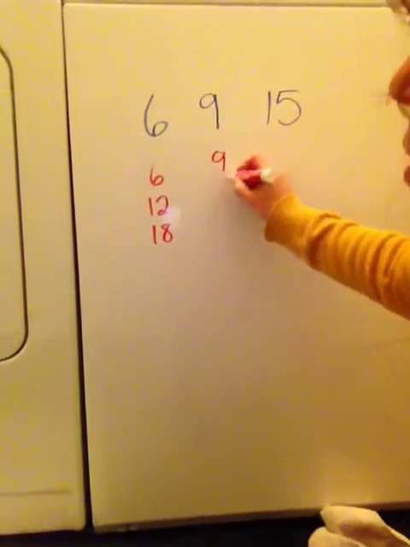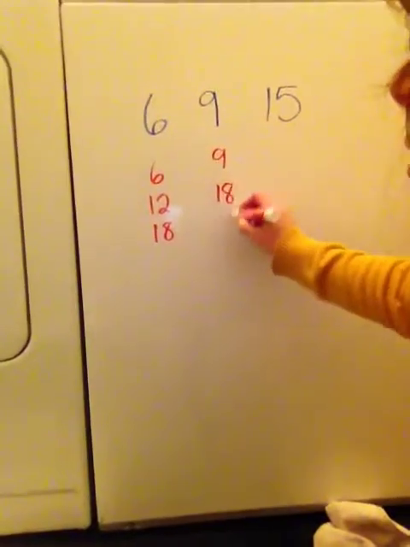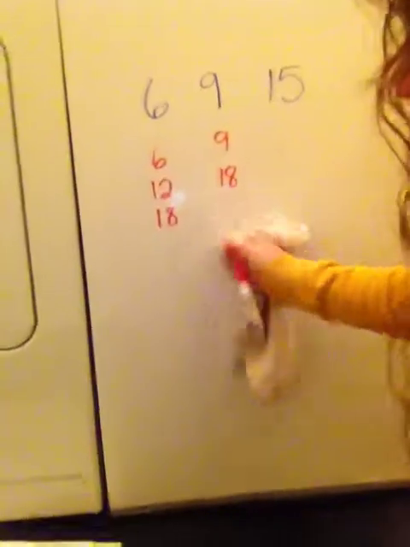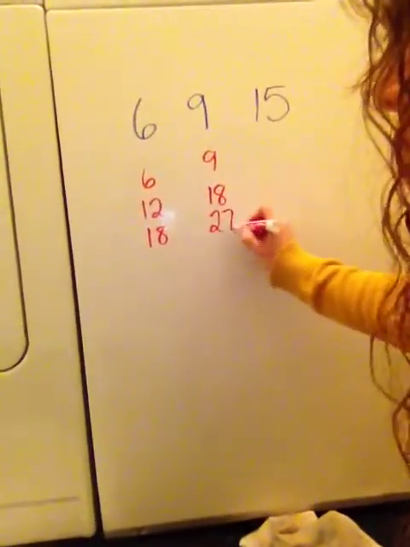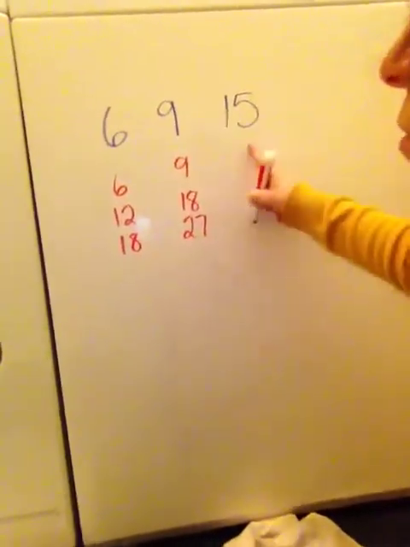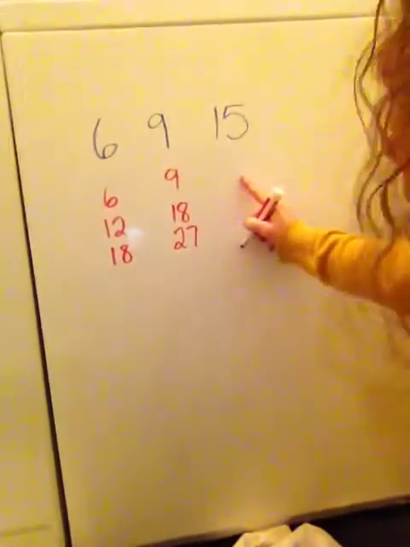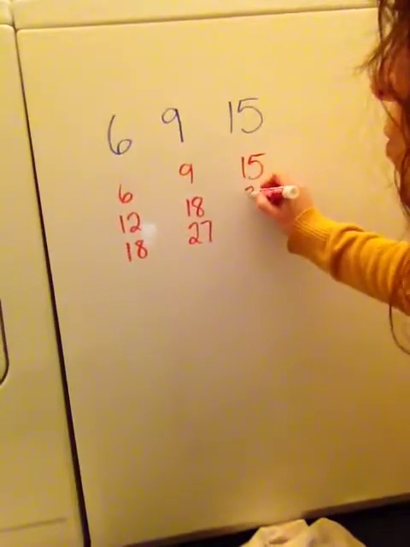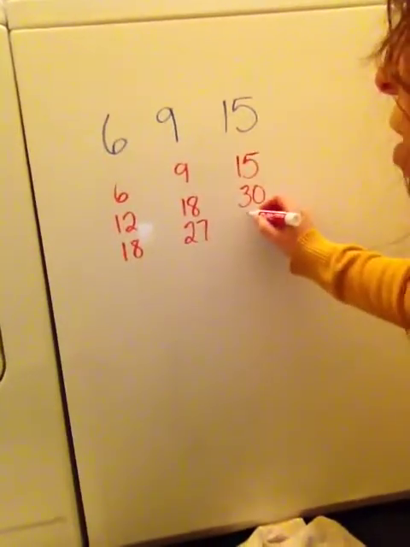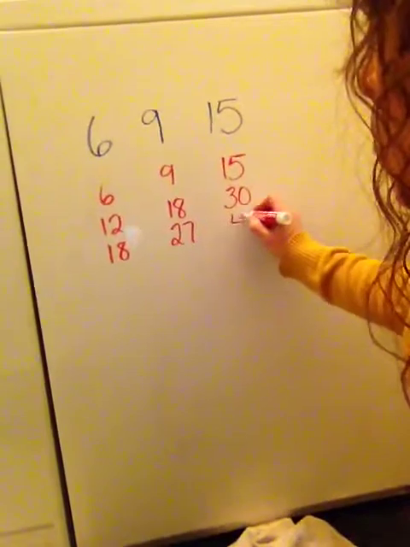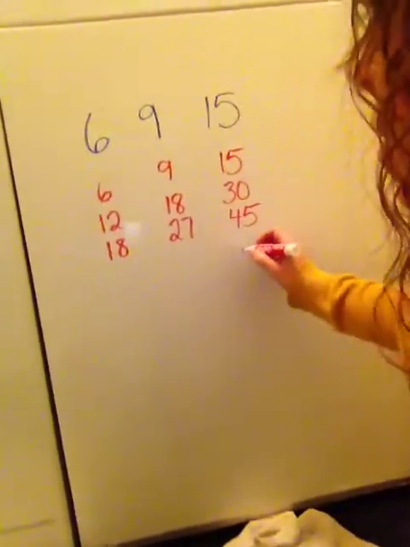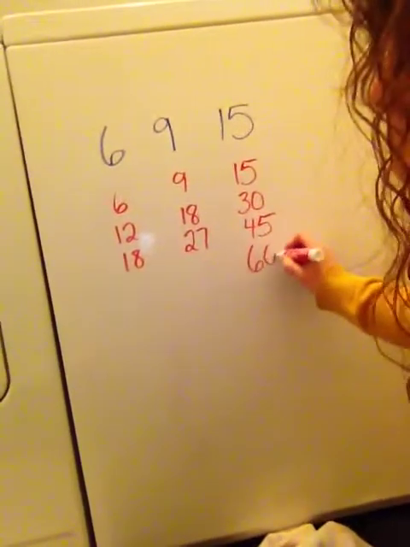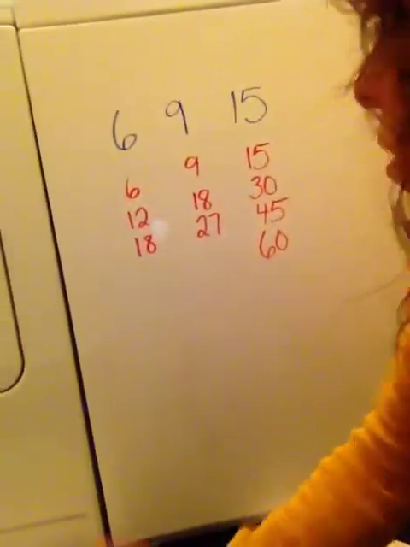I'm going to do a few in this one as well. 1 times 9 is 9. 2 times 9 is 18. 3 times 9 is 27. Oh, so far I have 18, but would 15 make an 18? No. So 1 times 15 is 15, 2 times 15 is 30, 3 times 15 is 45, 4 times 15 is 60. I'm going to stop there because our numbers are getting kind of big.